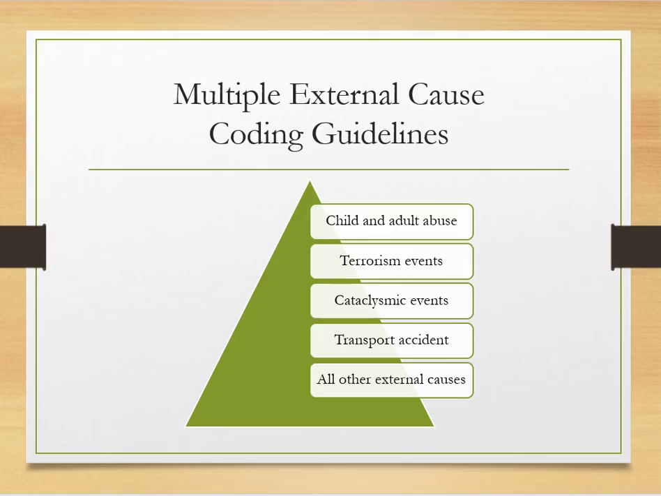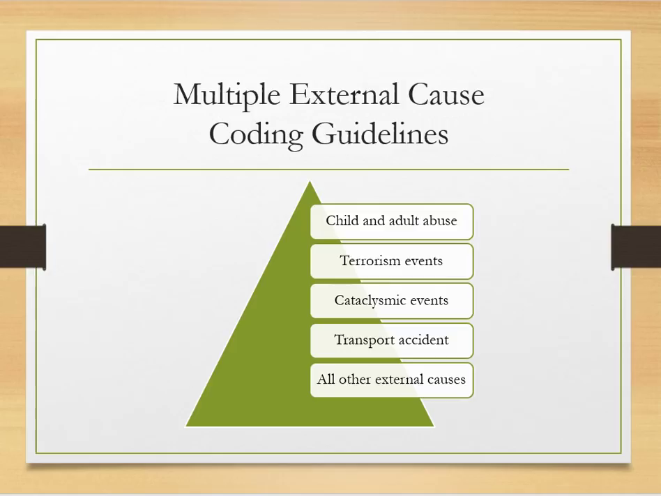All right, multiple external cause coding guidelines. So sometimes more than one external cause code is required to fully describe the external cause of an injury or illness. Coding guidelines do give us a sequencing priority. So if two or more events cause separate injuries, an external cause code should be assigned for each cause. Your first listed code, however, has a sequencing priority.